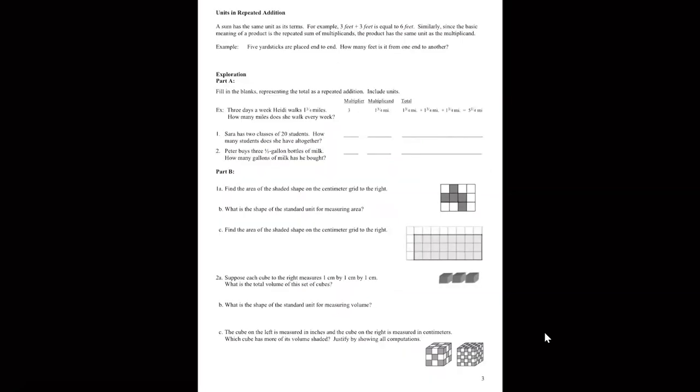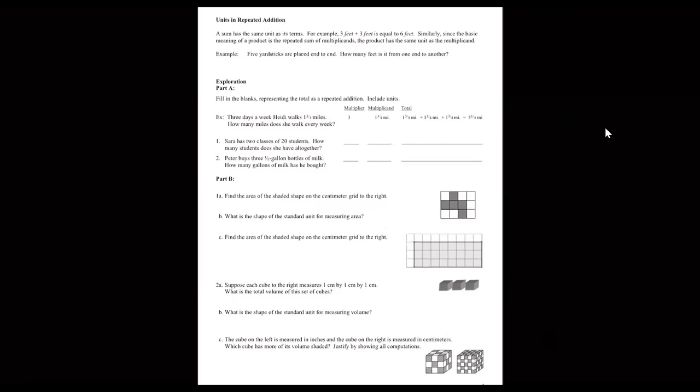Units. A sum has the same units as its terms. Very important. In multiplication, the units change, depending on the situation. Sometimes it does have the same units as the original problem, but very often it doesn't, and I'll show you the circumstances in which it does or doesn't.